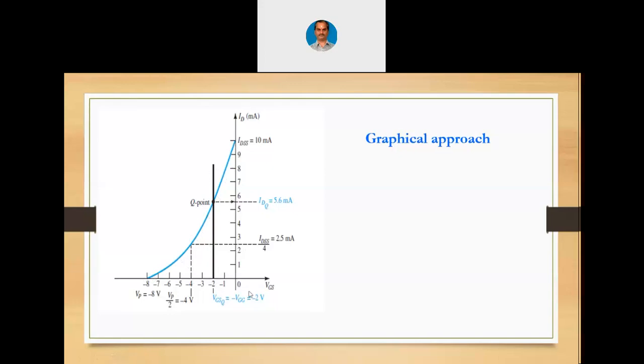Now we have this vertical line which is corresponding to VGSQ is minus 2 volts. Now this minus 2 volts line is cutting this transfer curve at around 5.6 milliampere approximately. Now in the exam, when such exercises are asked, you will have graph sheet in the answer booklet and you will have to manually plot the transfer curve in that graph sheet, and manually find out.